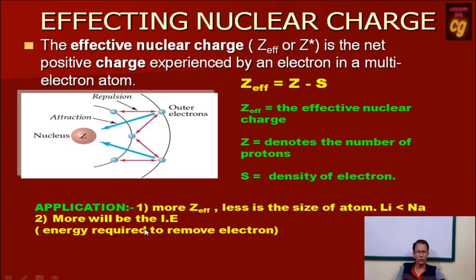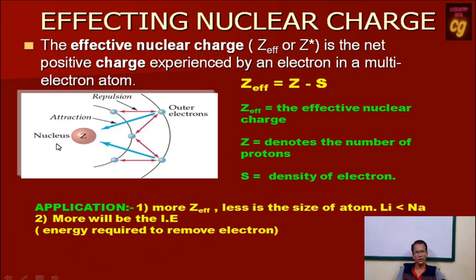So the ionization energy will be more. Very important, if the Z effective is more, then the attraction toward the outermost electron will be more, so it requires more energy to remove an electron from the outermost shell. That is called ionization energy. So when Z effective is more, ionization energy will be more, and size will be less. These are two very important things regarding Z effective.